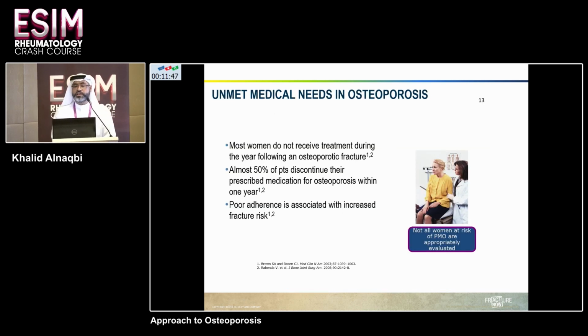So there are unmet medical needs in osteoporosis. Most women do not receive treatment during the year following an osteoporotic fracture. Almost 50% of patients discontinue their prescribed medication for osteoporosis within 1 year. Poor adherence is associated with increased fracture risk. And we found that not only poor adherence, but during the COVID crisis, there was a delay in receiving the medications, whether oral bisphosphonates or subcutaneous denosumab given every 6 months or other medications. There was an increased risk of fracture in those patients during the COVID crisis.